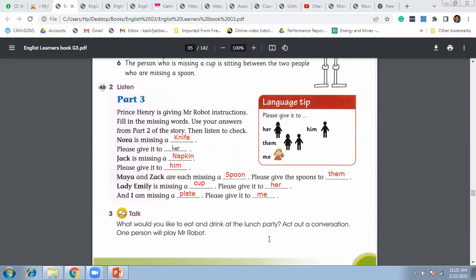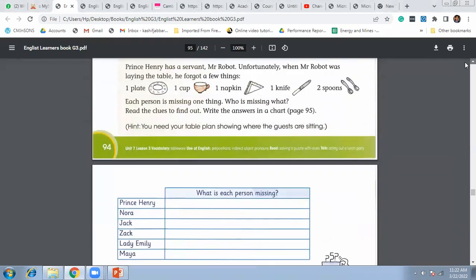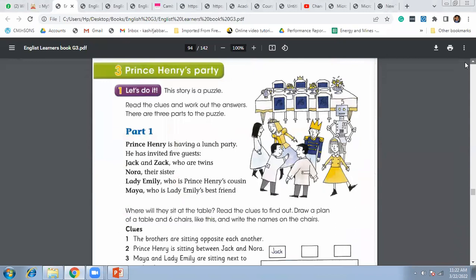Okay, so now we have completed these two pages, and that is it. I hope you enjoyed it a lot and you have understood this puzzle and how to solve it. It was quite easy, and this is what I have seen during the class.